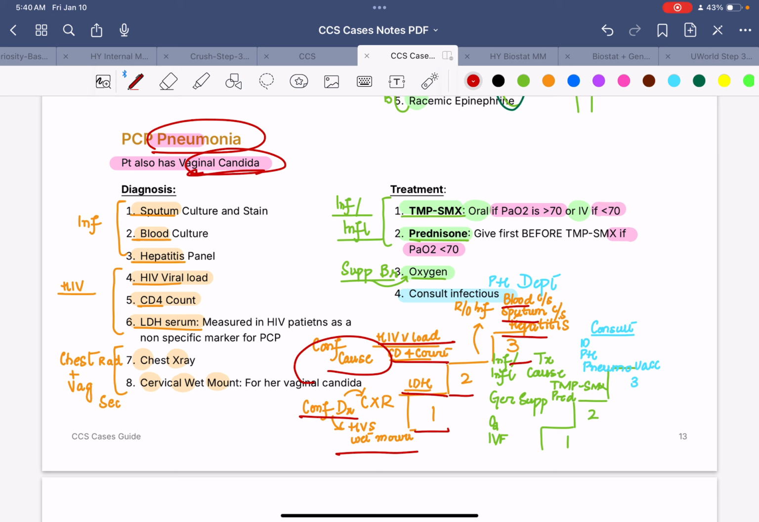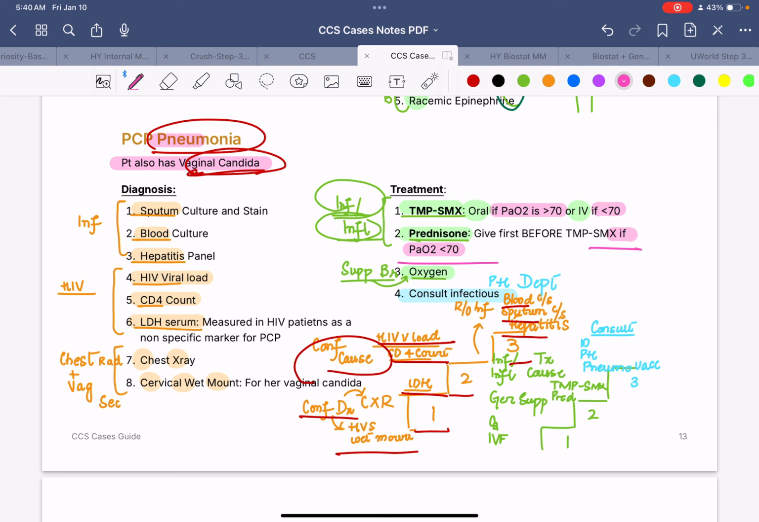So general treatment or support can be oxygen, or if the patient has severe respiratory distress, you can intubate and mechanically ventilate and give IV fluids as well. And for the specific treatment, one is the control of infection and the other is the control of inflammation. So in the control of inflammation, if the patient has partial pressure of oxygen less than 70, then you're going to first give him prednisone, which will be followed by trimethoprim sulfamethoxazole. But if the partial pressure of oxygen is greater than 70, then you do not need to give prednisone beforehand.